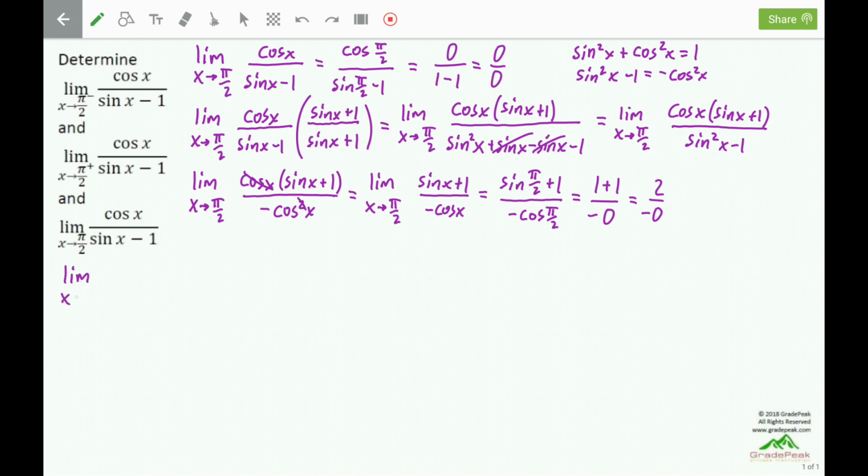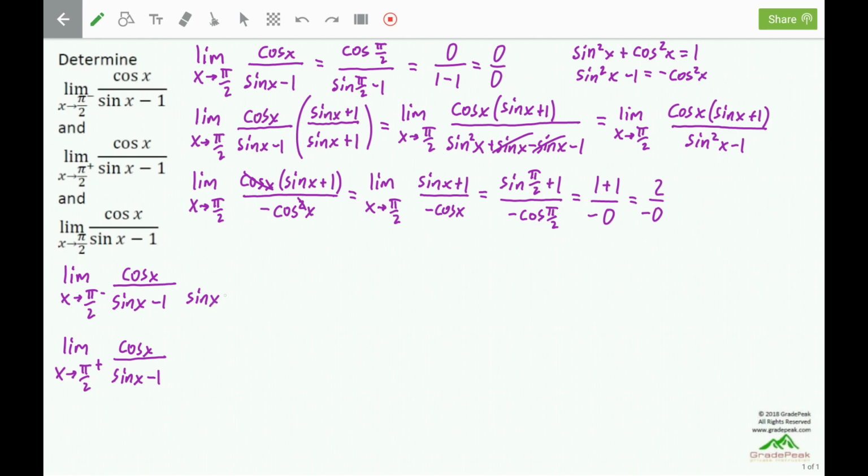We have the left-sided limit indicated by the negative superscript on pi over 2 of the original cosine of x divided by sine of x minus 1, and the right-sided limit indicated by the positive superscript on the pi over 2 of the original cosine of x divided by sine of x minus 1. Let's start with the left-sided limit.